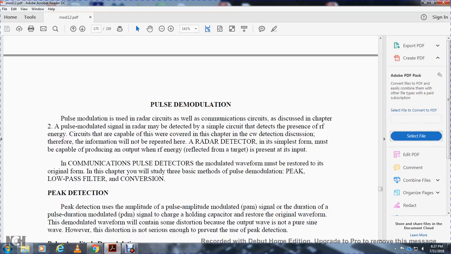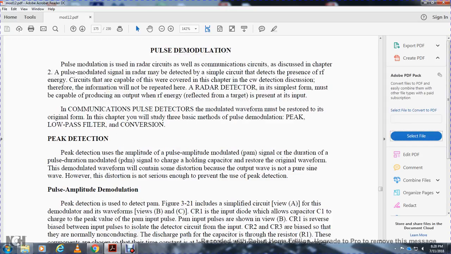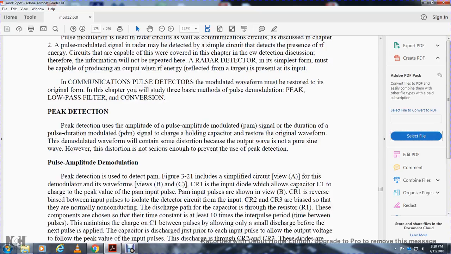The radar detector waveform must be capable of producing output from the radio frequency reflected from the target that is present at the input of the pulse detector. The modulated waveform must be restored to its original form. There are three basic methods of pulse detection: peak detection, low pass filter, and conversion. Peak detection is used with pulse amplitude modulation (PAM), pulse amplitude modulation, or pulse duration modulation, to recharge the holding capacitor and restore the original waveform. The demodulated waveform will contain some distortion, so the output wave does not appear the same as the sending wave. However, the distortion is not severe enough to prevent the use of peak detection.